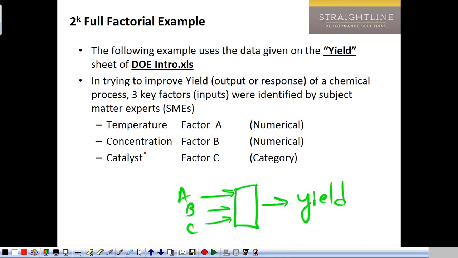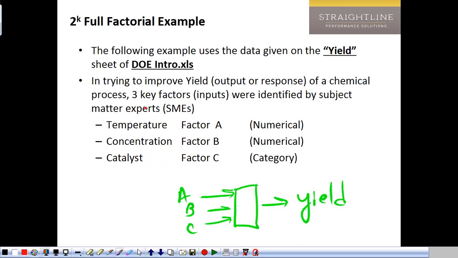The temperature that they have the mix at. So if we put in these chemicals, we'll have a temperature, the concentration that a certain chemical is at, and finally, do they add a catalyst, or what type of catalyst do they add into that? A catalyst is just another chemical that helps a chemical reaction happen a little more easily. So these are the three.